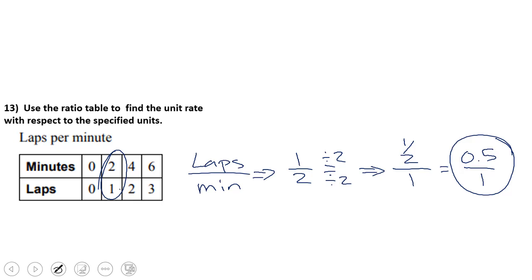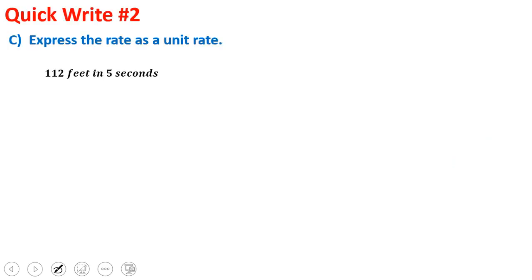Ladies and gentlemen, writing unit rates, pretty straightforward. The only thing you got to really make sure is you pay attention to what they're asking you to write as a unit rate. All right? So going to our quick write number 2, express the rate as a unit rate. Please write down quick write 2C, 112 feet in 5 seconds, and then write the unit rate.